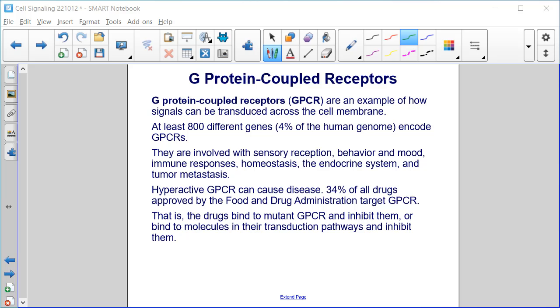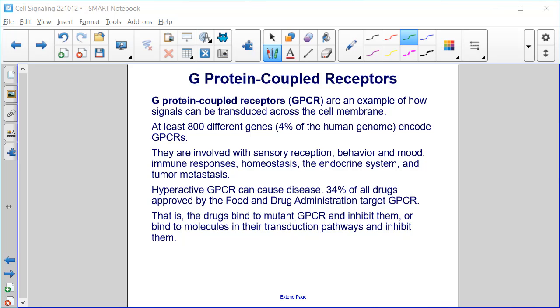G protein-coupled receptors, or GPCR, are an example of how signals can be transduced across the cell membrane. At least 800 different genes, or 4% of the human genome, encode GPCRs. They are involved with sensory reception, behavior and mood, immune responses, homeostasis, the endocrine system, and tumor metastasis.